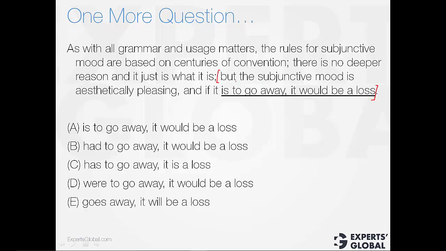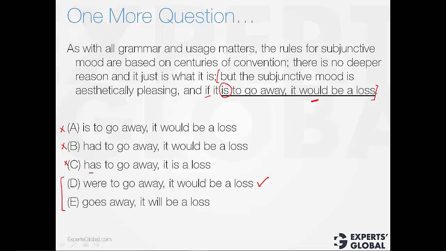So, but the subjunctive mood is aesthetically pleasing, and if it is to go away, so you see an if would usage here, the subjunctive is at work and therefore is would not be the correct usage. If it were to go away would be the correct usage. So option A can be eliminated. If it had to go away would not be the correct usage either. If it has to go away changes the meaning slightly. If it goes away, and once again, it's between these two choices, given the subjunctive nature of information, and if it were to go away, if subjunctive were to go away, it would be a loss. Option D conveys the message appropriately, and D is the best choice.